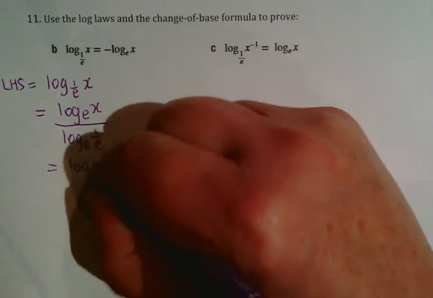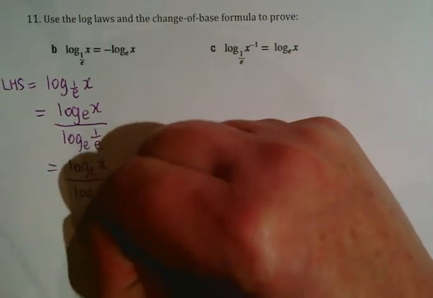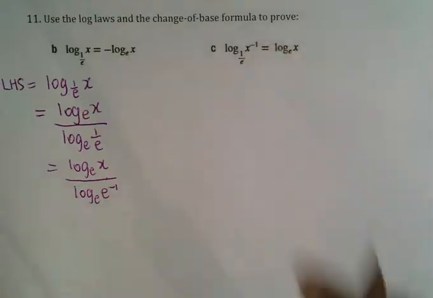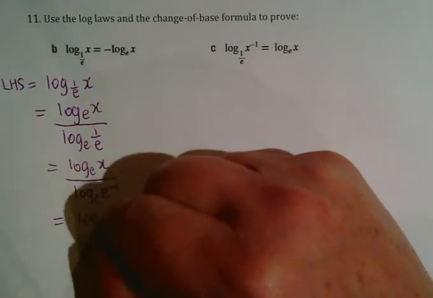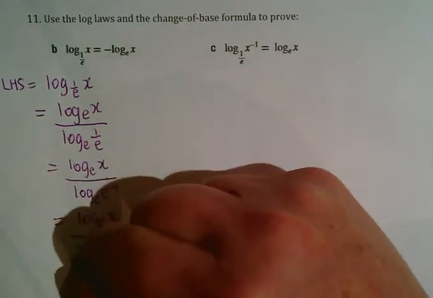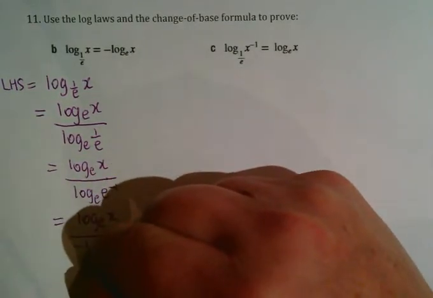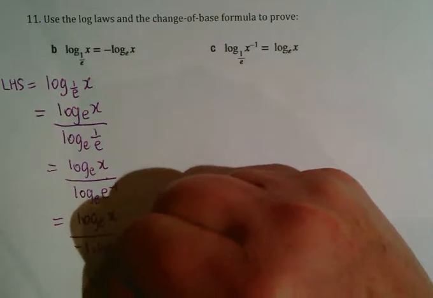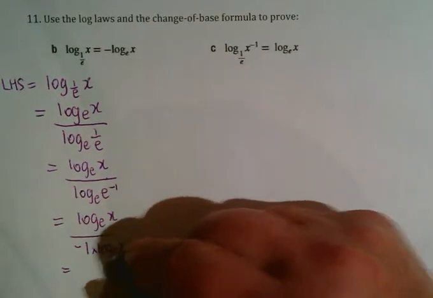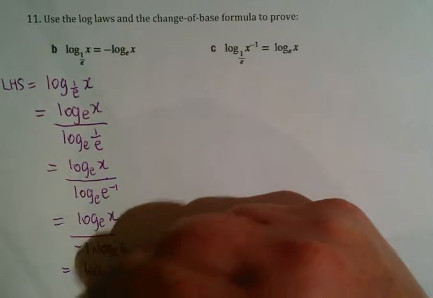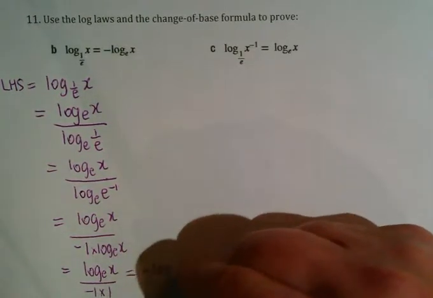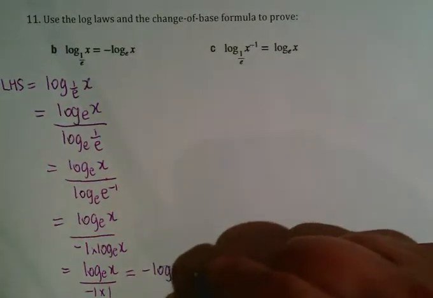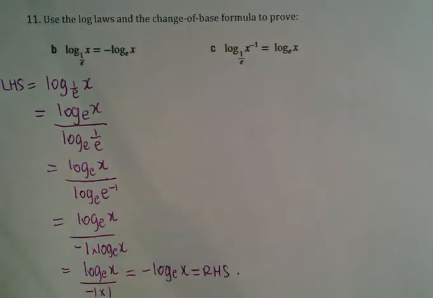So that's log to the base e of x over log to the base e of e to the power of negative 1. So 1 on e is e to the power of negative 1. So that's log to the base e of x over the negative 1 comes to the front, negative 1 times log to the base e of e. Now we know that log to the base e of e is 1. So it's just log to the base e of x over negative 1 times 1, which is just negative log to the base e of x, which equals, as required, the right-hand side over here.